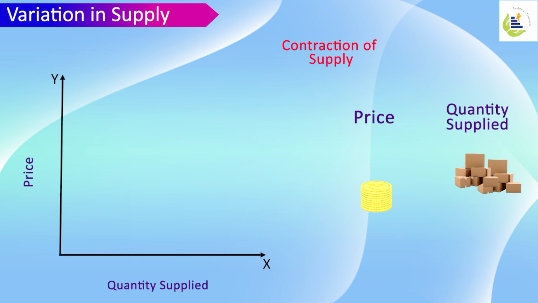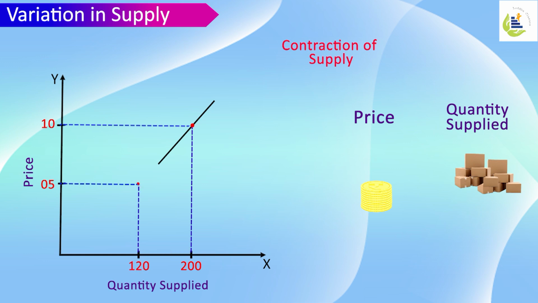On the x-axis, you have quantity supplied, on the y-axis you have price. When the price is 10 rupees per unit, the quantity supplied is 200 units, and I get a point on the curve. Now, other factors are constant and my price reduces from 10 rupees per unit to, let's say, 5 rupees per unit, and my quantity supplied is no longer 200 units, it reduces to 120 units.